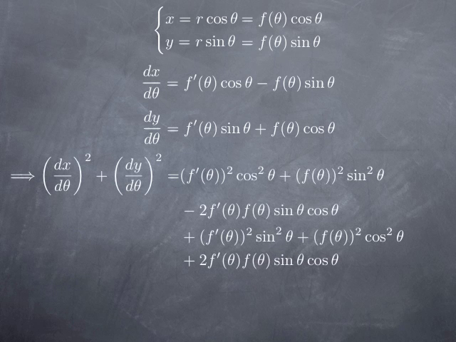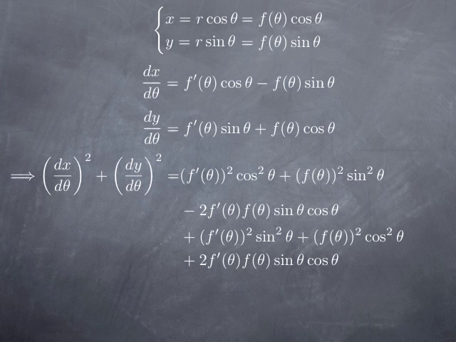So when we take the sum of the squares of this derivative, for the first difference, when we square, we obtain the square of f prime times cosine, so that's f prime square cosine square, plus the square of f times sine, so we get f square sine square, and then minus the double product, 2 times f prime f sine cosine. When we square the derivative of y, we get f prime square sine square plus f square cosine square, and plus the double product 2 f prime f sine cosine.